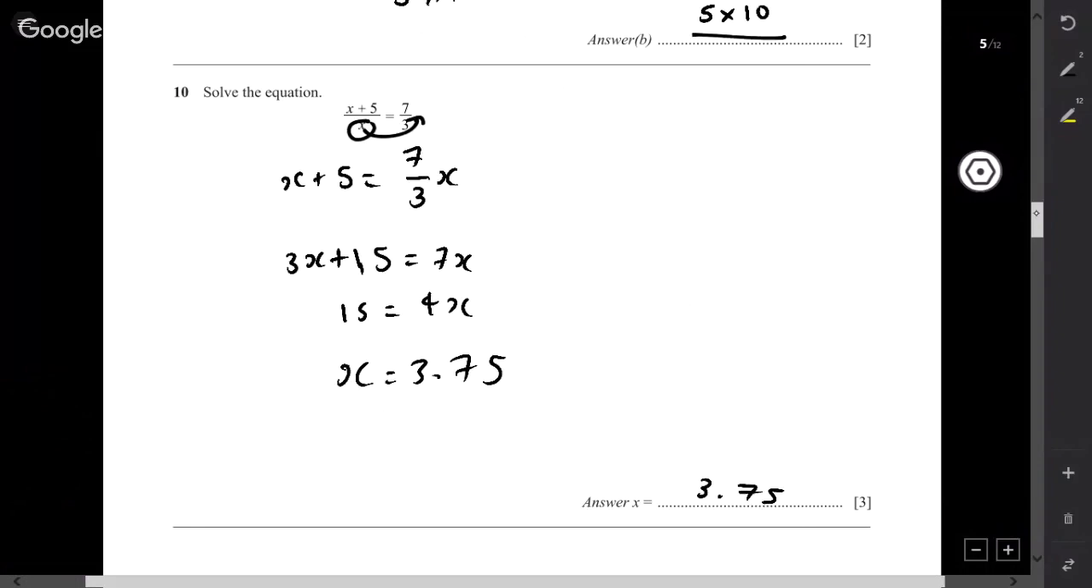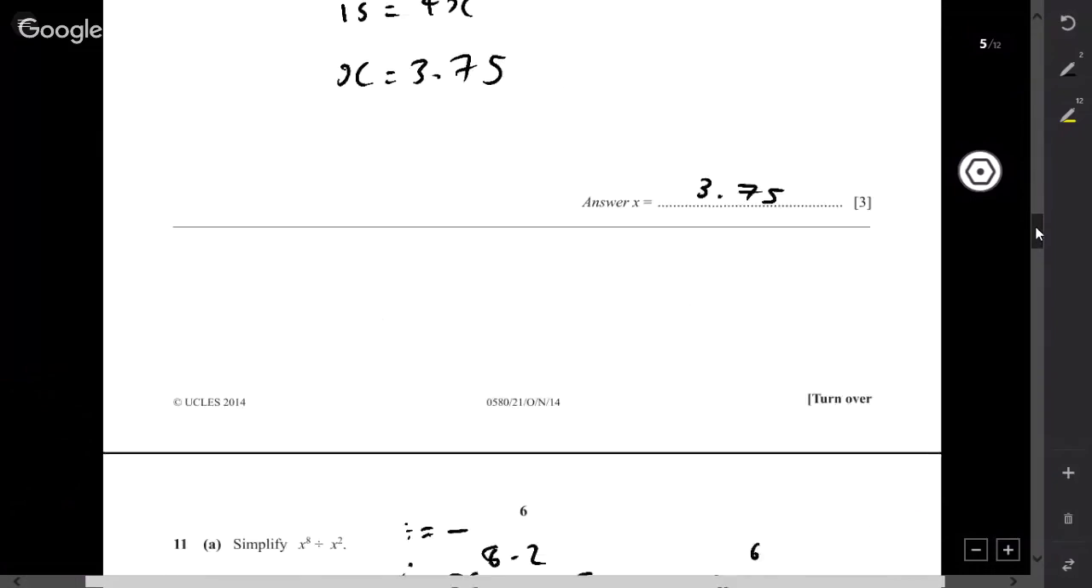Then we're going to move this 3x over, minusing it from this side, 4x. 4x equals 15. So therefore, just divide by 4 over this 15, and x equals 3.75. That's a simple equation, that one.